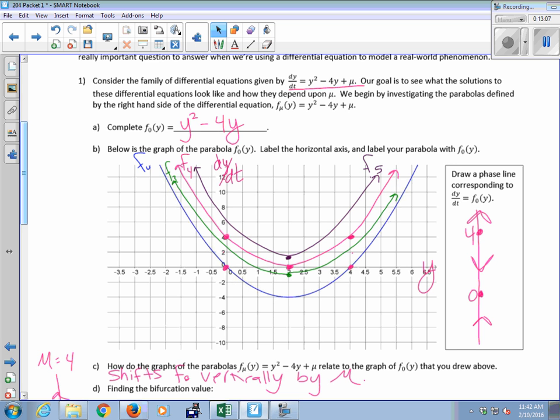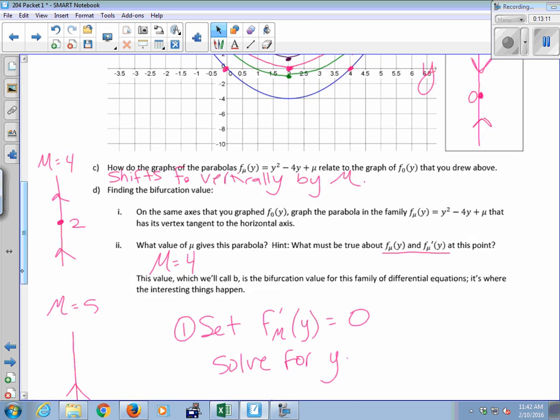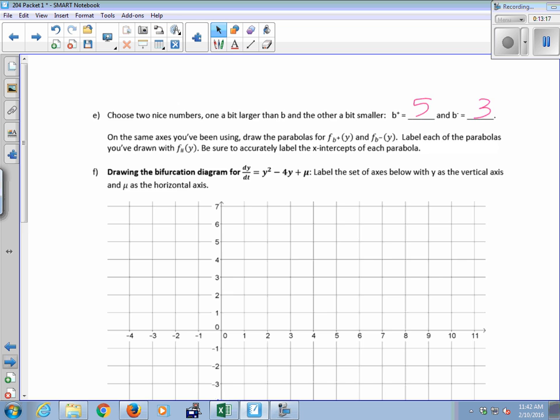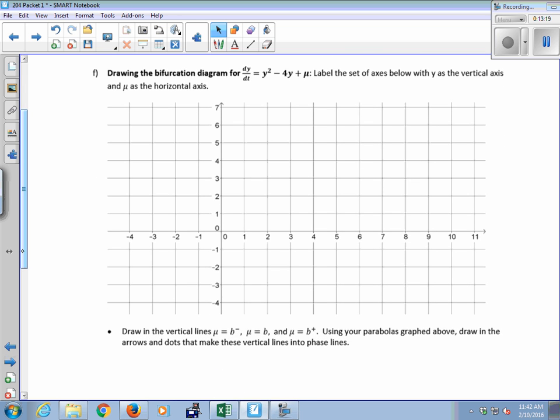So each of those parabolas could get its own phase line. And in fact, I've already sketched a couple of them. I've got 4 and I've got 5 down here. So a bifurcation diagram is what you get when you take all the different phase lines and put them in a chart, like line them up next to each other.